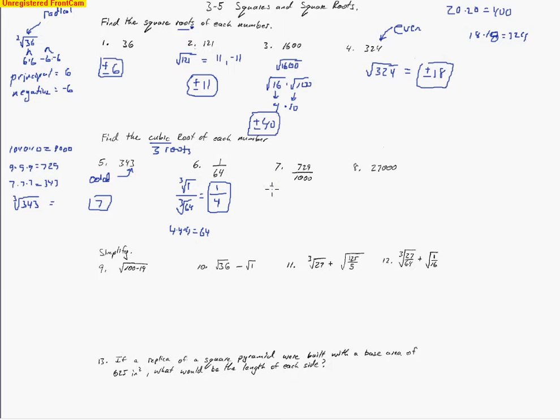So here I'm looking for the cubic root of 729 and the cubic root of 1,000. So I saw 1,000 already. That was 10. And 729, we just did that one over here also, so that one's 9. So remember, odd numbers try odd numbers, evens try evens.